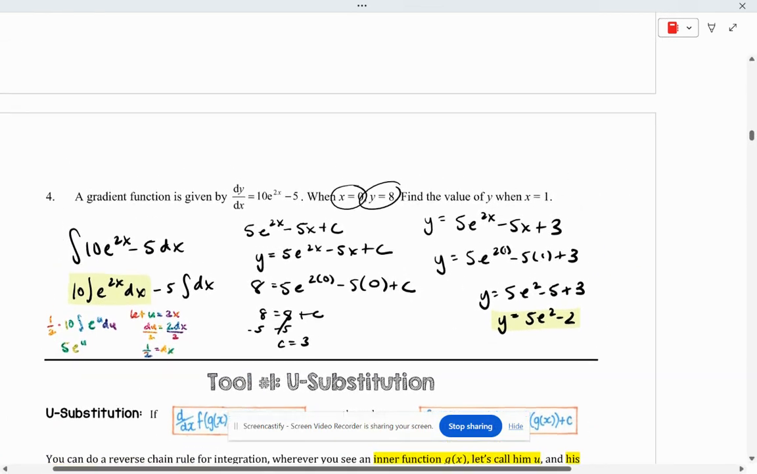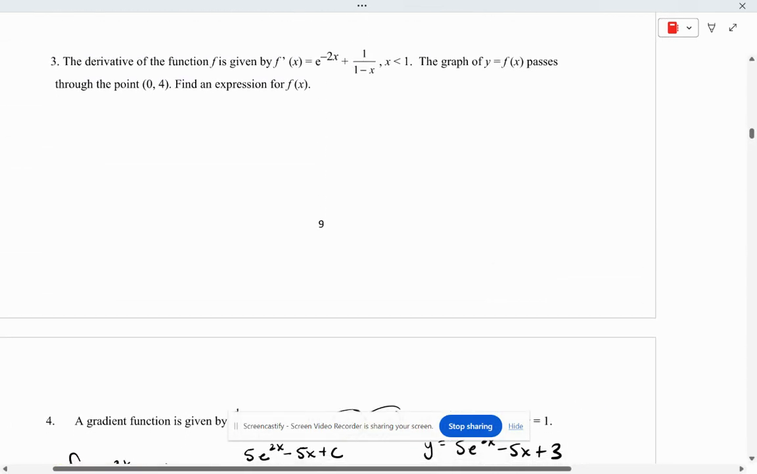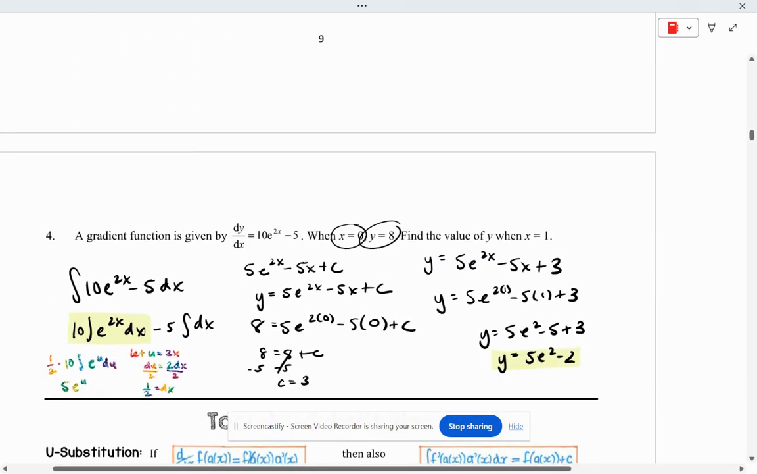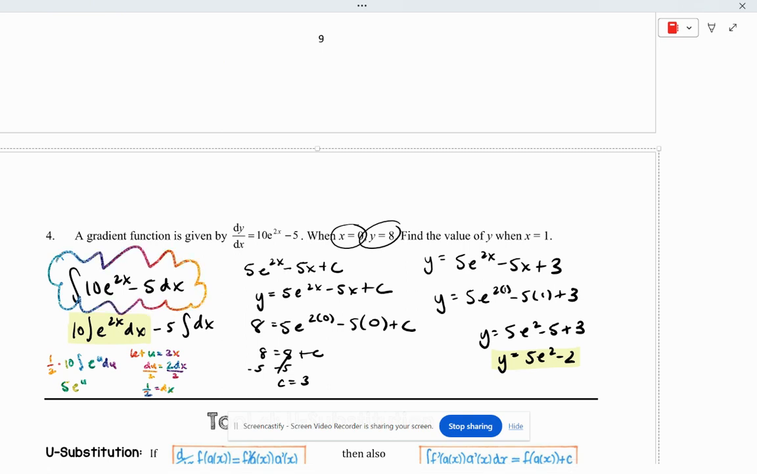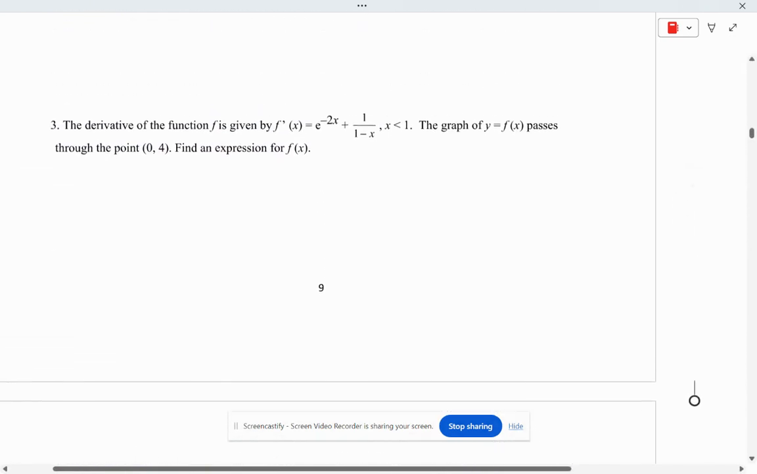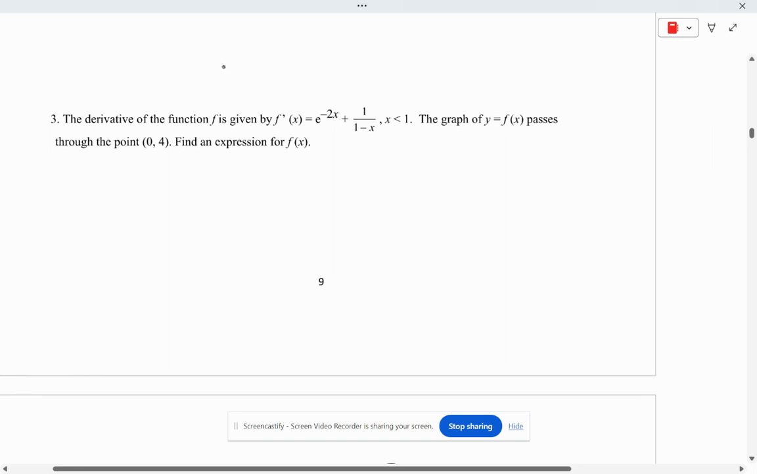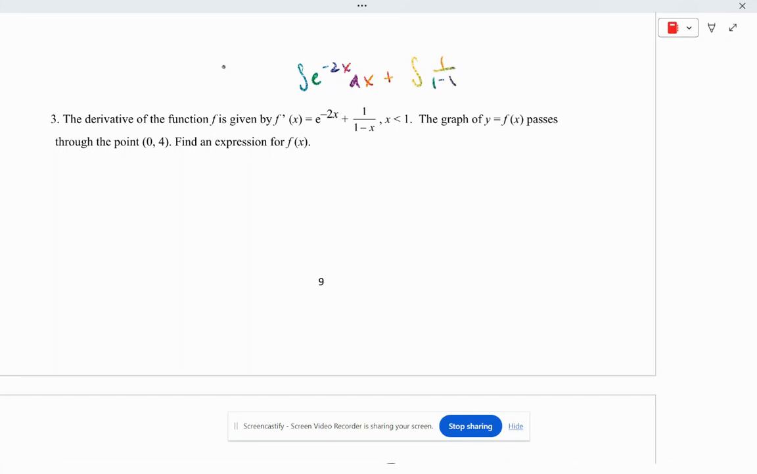Okay. I want you guys to try 3 on your own. You're going to use the same idea that I used right here, where I split up the integral along the pluses and minuses. Where do you think you're going to split up the integral for 3? Look at it. Yup, the plus sign. Good job. Okay. Let that get you started. Go ahead. And then just keep in mind that x is less than 1.